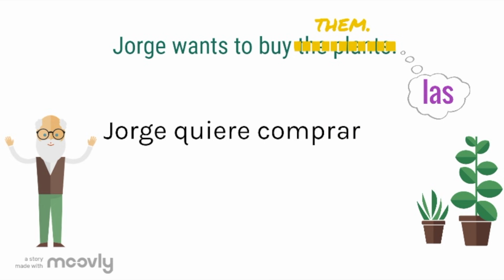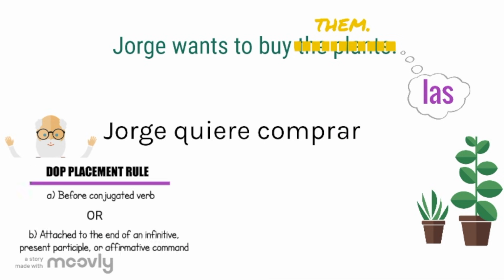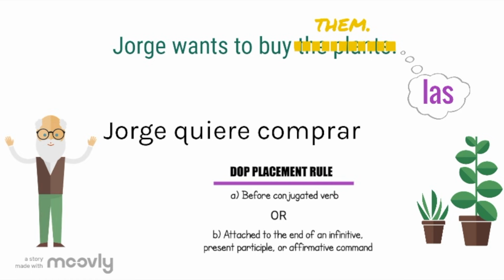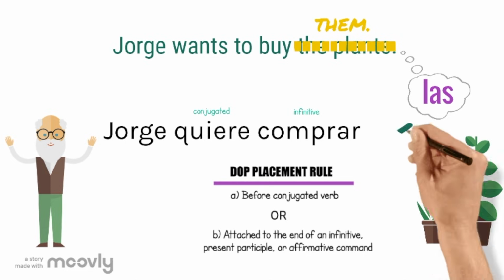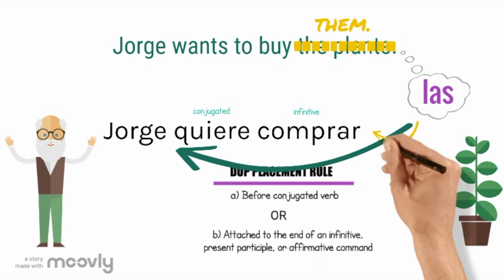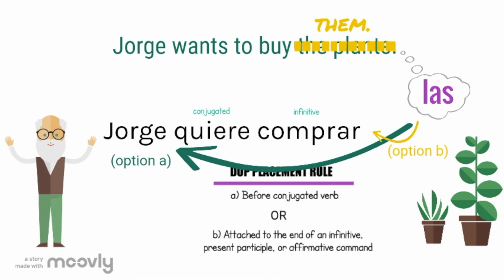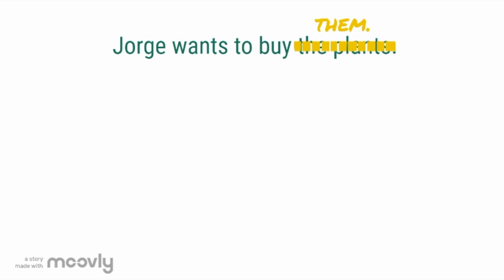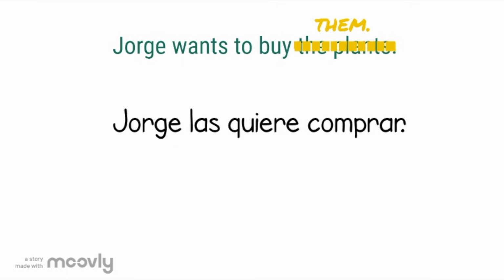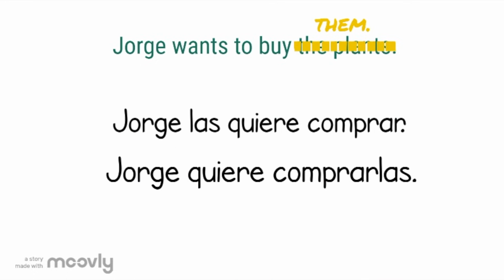The rule states that it can go either before a conjugated verb or attached to the end of an infinitive or present participle or affirmative command. So which of those are here? Remember, quiere is a conjugated verb and comprar is an infinitive. That means las can go in one of 2 places, either before quiere or attached to comprar. The only difference between these 2 options is stylistic. There's no difference in the meaning. So, Jorge las quiere comprar or Jorge quiere comprarlas mean the same thing in English.